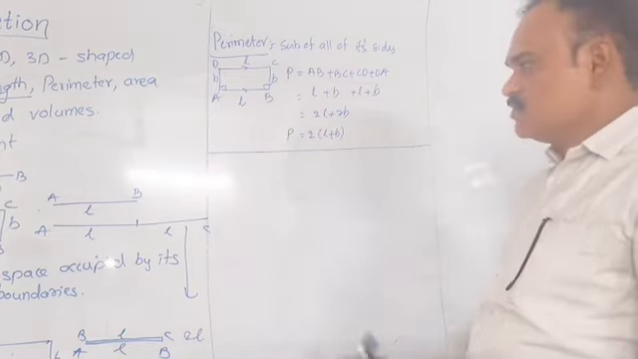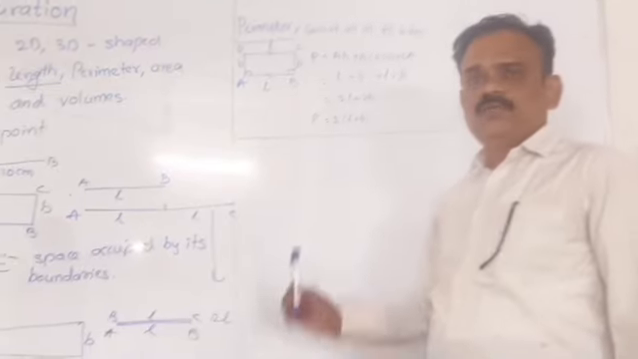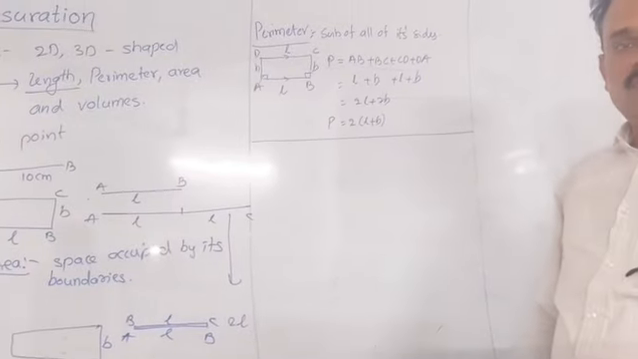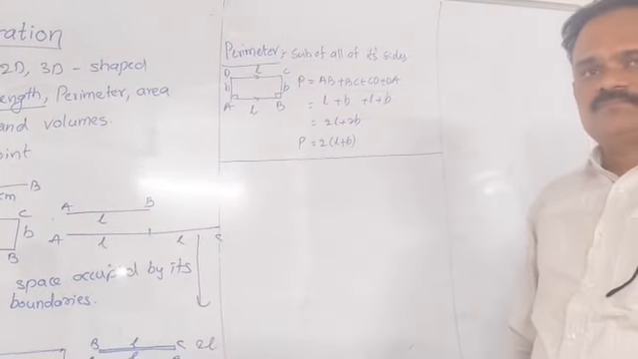So what is the formula to calculate the area of the rectangle? Length into breadth. The perimeter of the rectangle is equal to 2 into (L plus B).